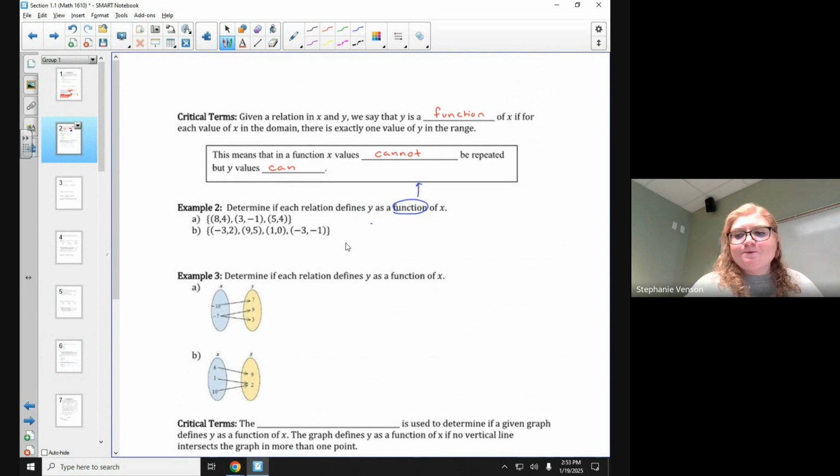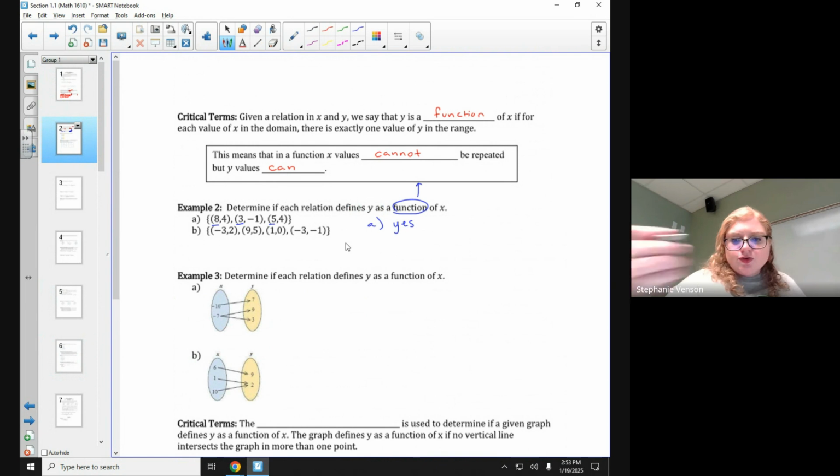So let's look at A. Remember, I don't care what the y values are doing. The x values are 8, 3, and 5. X values don't repeat, so I say yes, it is a function. If the x values did repeat, then I would say no. But none of the x values repeat, they're all different, 8, 3, and 5, so yes, that's a function.